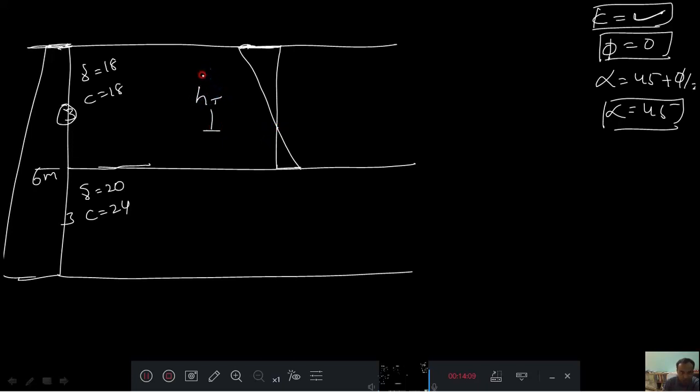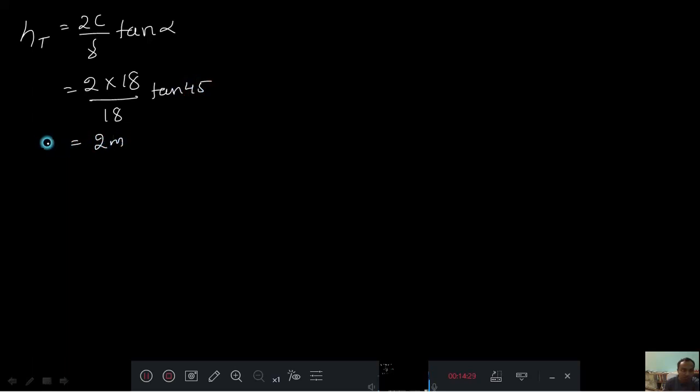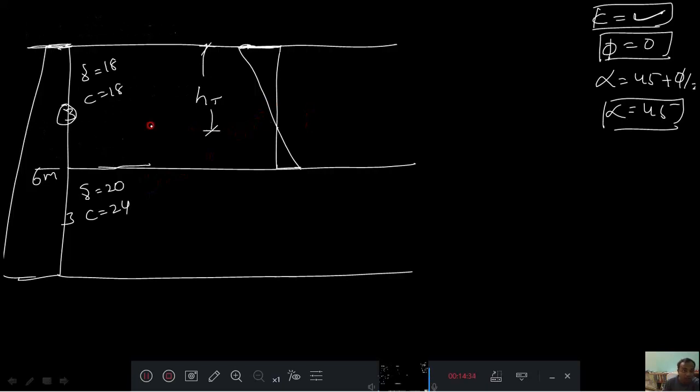This is your tension zone height, Ht. What is the formula for tension zone height? Ht equals 2c by gamma tan alpha. For the top soil, C is 18, divided by gamma 18 and tan 45, therefore the answer is 2 meter. Whether the diagram I drew is right or wrong: it is right, because this is 2 meter, the total height is 3 meter, which means 1 meter is left. The total diagram I drew is right, my assumption is right.